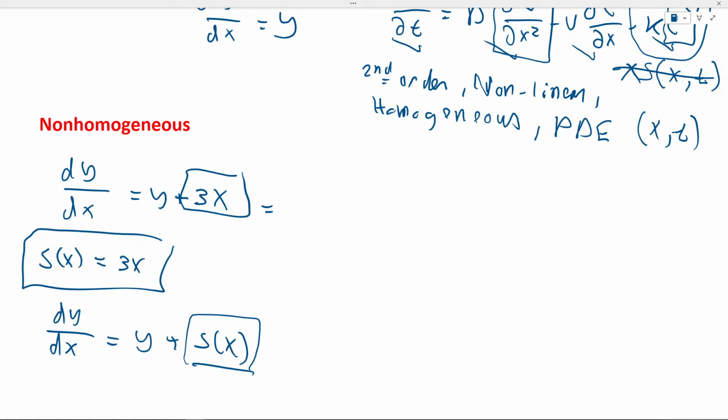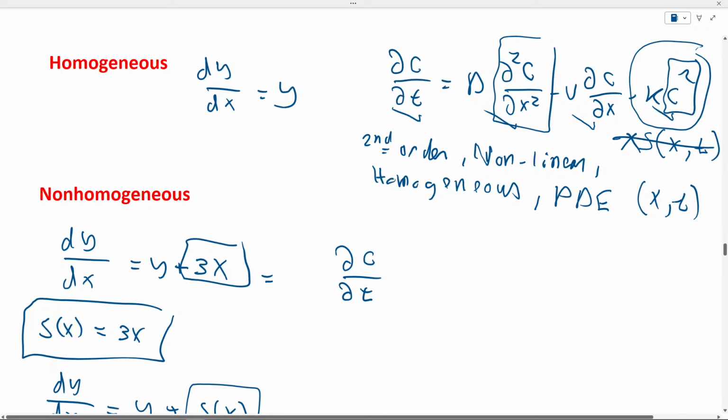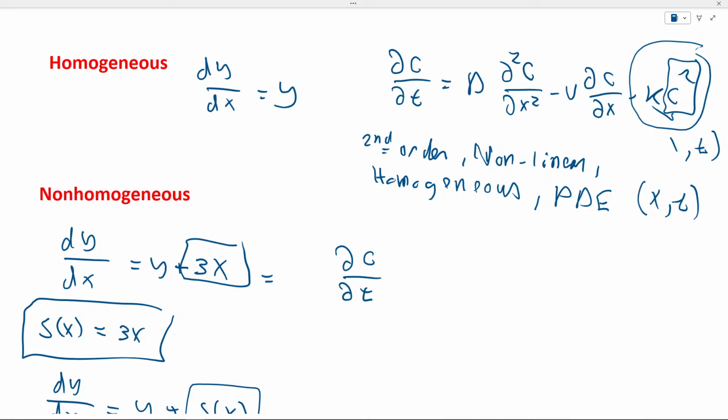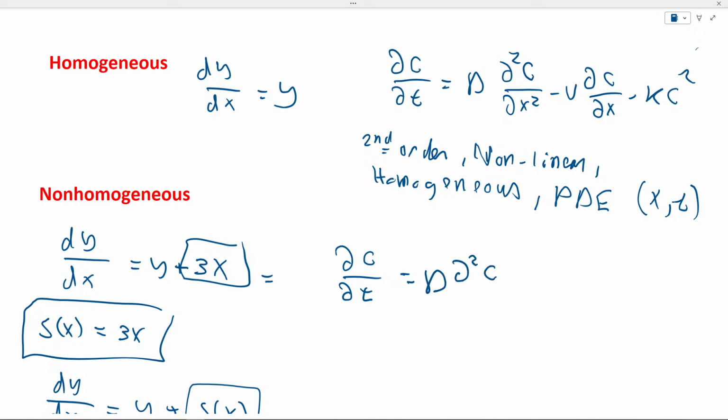Can we see an example for this? Yes, we can see an example. This brings these two together, so you see the difference between these two. Let me delete this. Let me delete this. So you see this equation? I will write now a non-homogeneous one: d squared c over dx squared minus v dc dx minus k c squared plus a source and sink term, whatever that function is, of x and t.